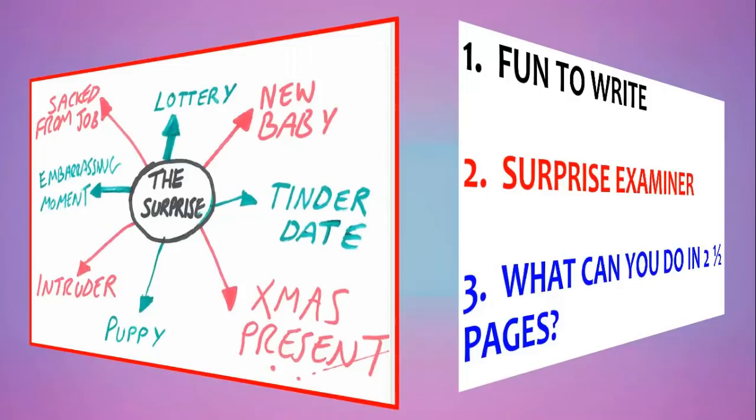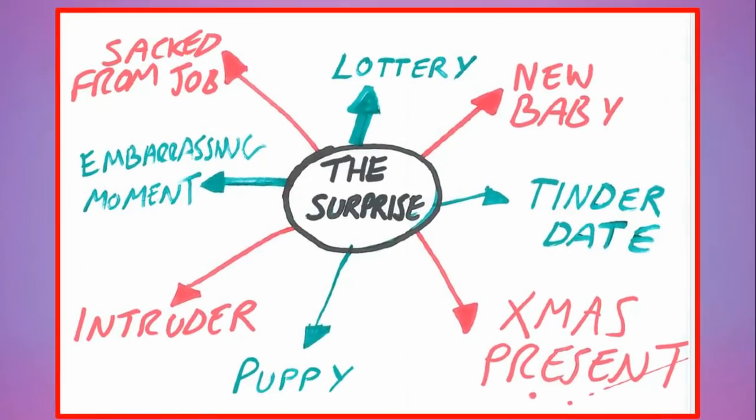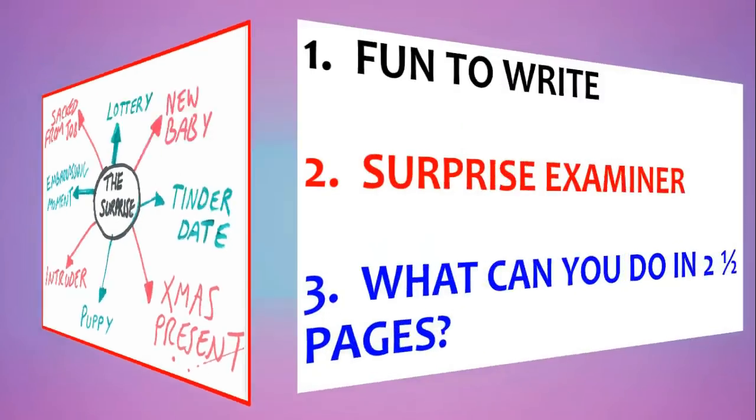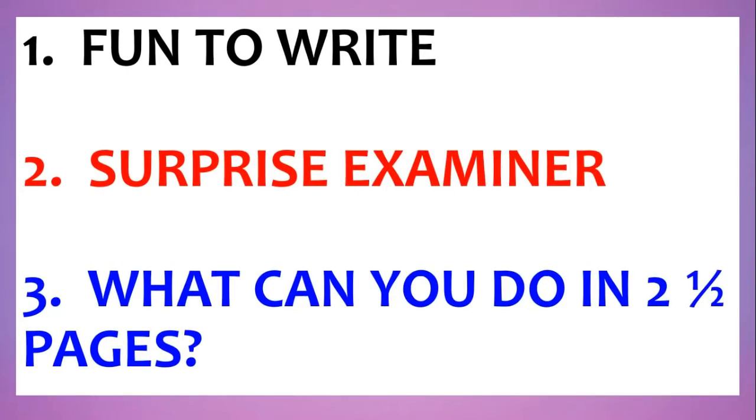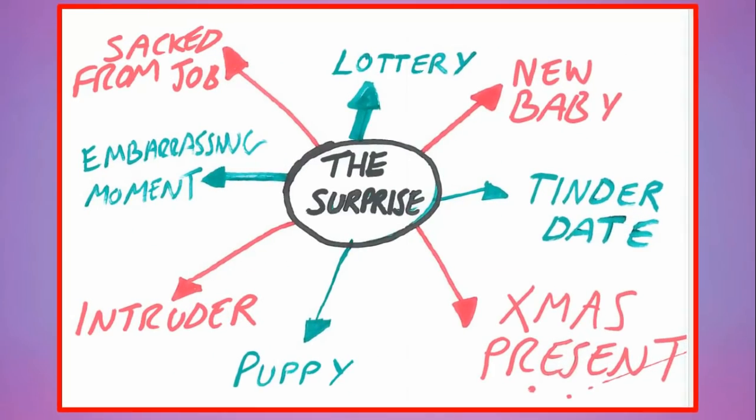So again, I'm going to say to myself, from those things that are in the spider diagram, what is going to be fun to write, what is going to surprise the examiner, and what can I do in 2.5 pages? So if I look at it again, well, what is going to surprise the examiner? Well, the lottery probably isn't. It's been done before. Baby on the doorstep, done before. Christmas present, boring. Puppy, boring. Intruder, could be quite interesting. However, it's probably been done before. Sacked from the job, done before. Okay. So that leaves me with embarrassing moment and a Tinder date.